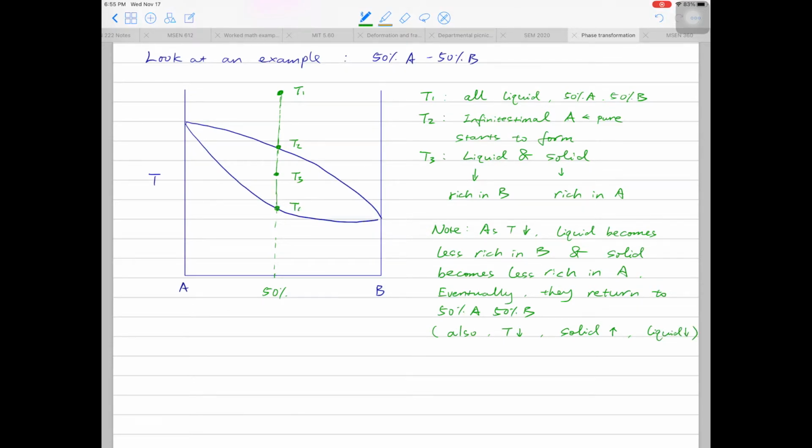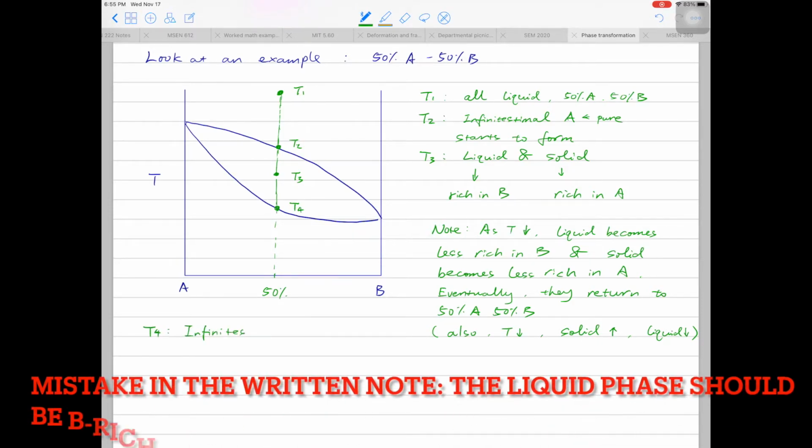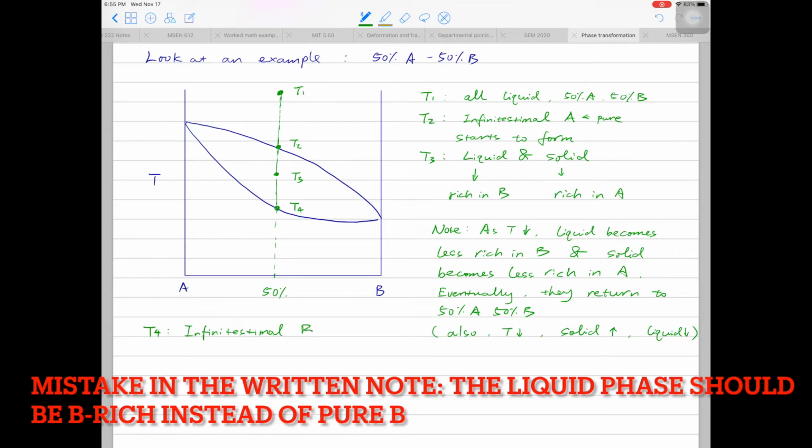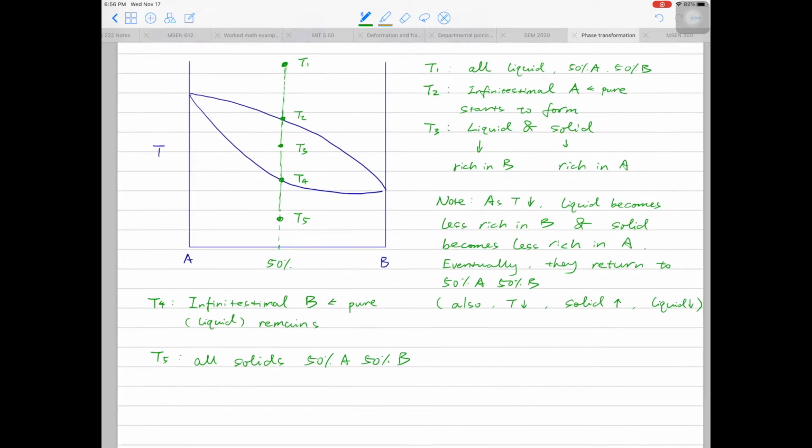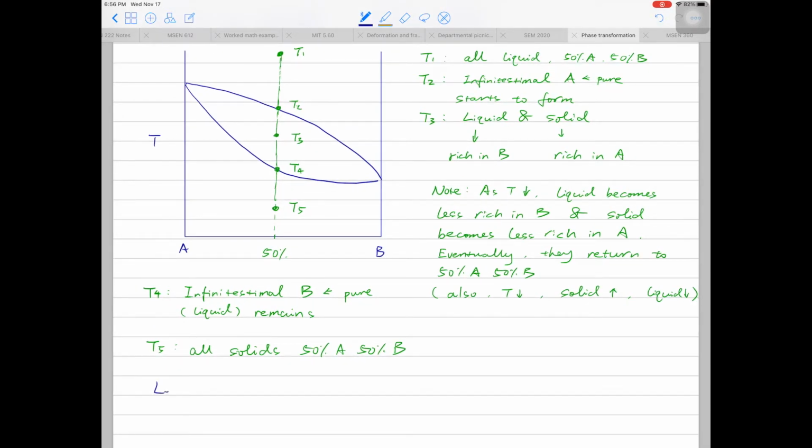Further decreasing the temperature to T4, it will just follow what we have just described. On the solidus line, we have infinitesimal amount of liquid remaining, and the liquid phase is B-rich. The solid phase now approaches 50% A and 50% B. When we further decrease the temperature to T5, everything is solid. The composition is pretty straightforward, just simply 50% A and 50% B. Out of the above 5 temperatures, you can tell T3 is the most interesting.